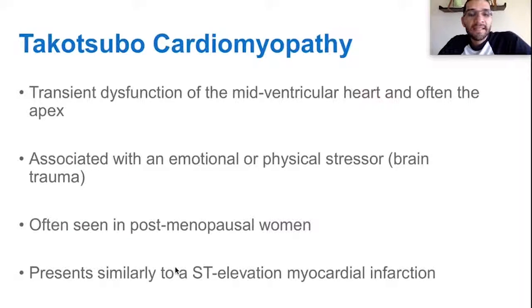So what exactly is Takotsubo's cardiomyopathy? Takotsubo's cardiomyopathy is a transient dysfunction of the midventricular heart and often the apex. It's also known as apical ballooning syndrome. It's associated with any kind of emotional or physical stress, specifically, for example, brain trauma. I had a patient who had a traumatic subarachnoid hemorrhage who was otherwise a previously healthy, young person, and we noticed that she had some EKG changes.